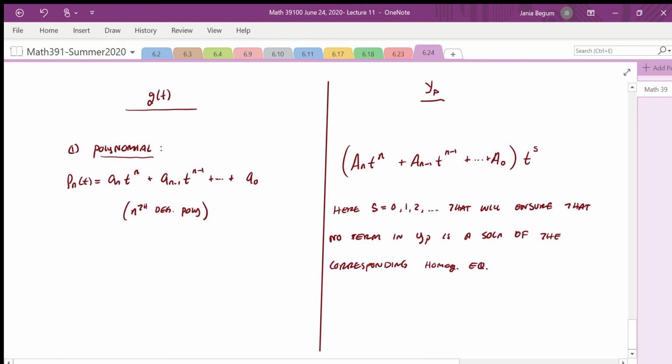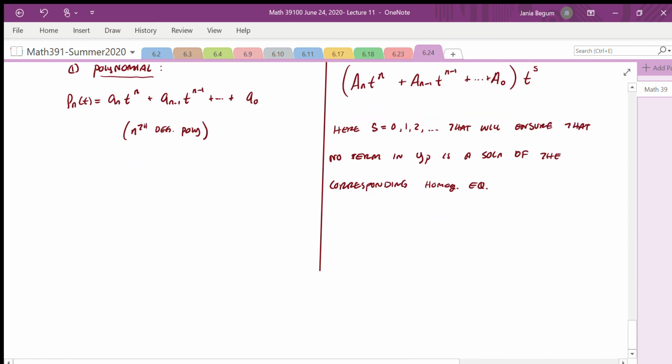So that's what t to the s power would do. It will make it independent from the homogeneous solution. So we will do this for every case. So that's the first case. Now let's look at the second case.